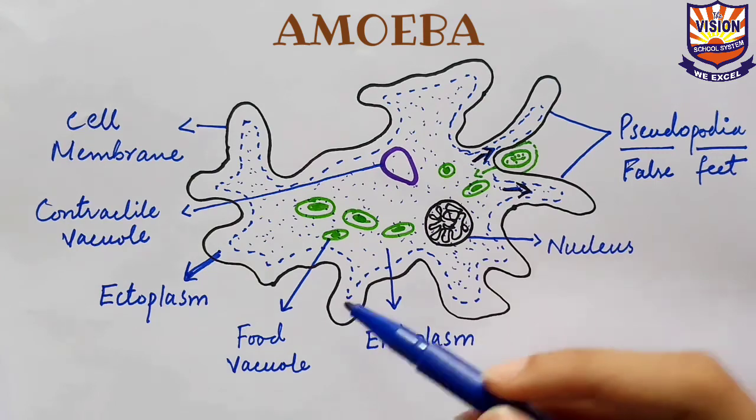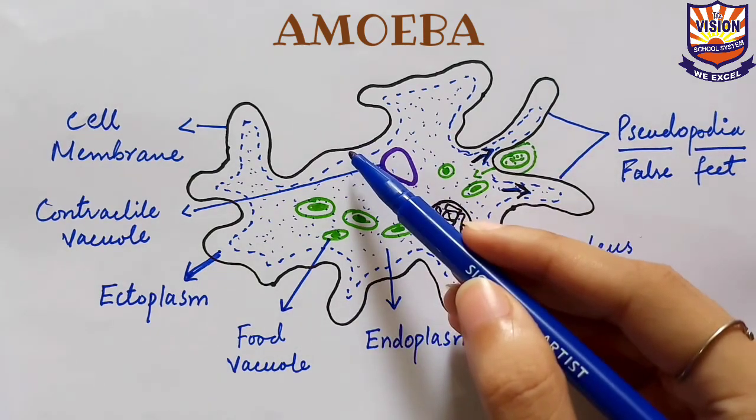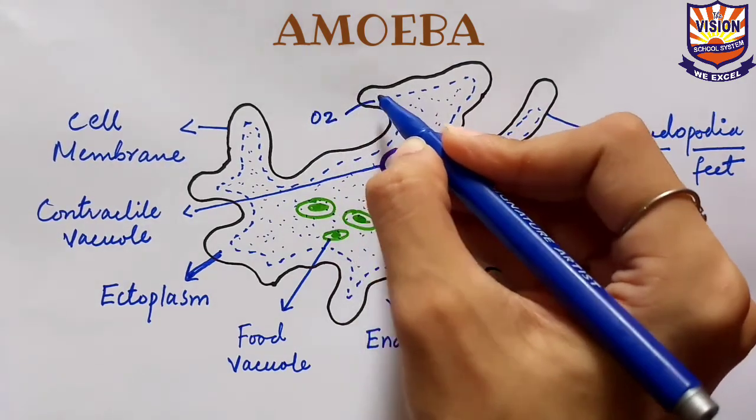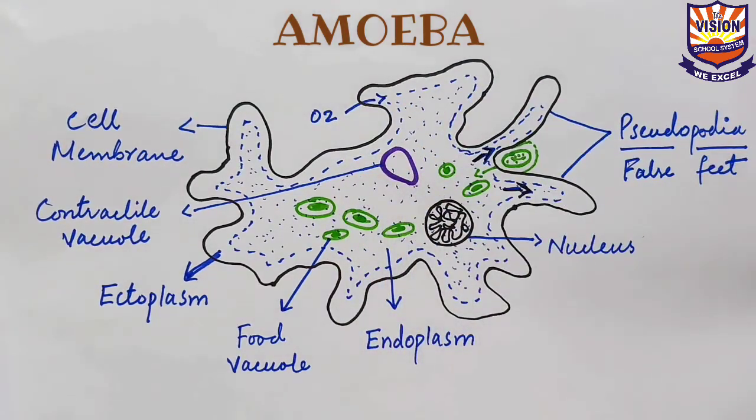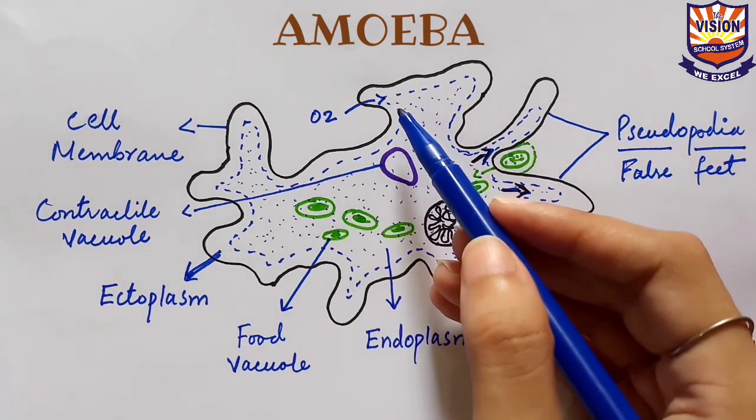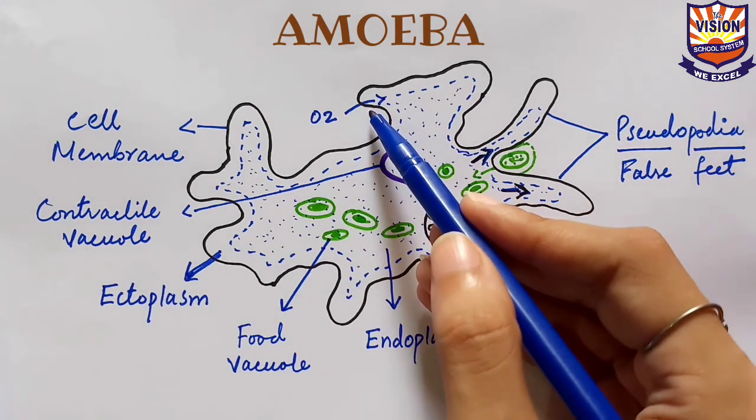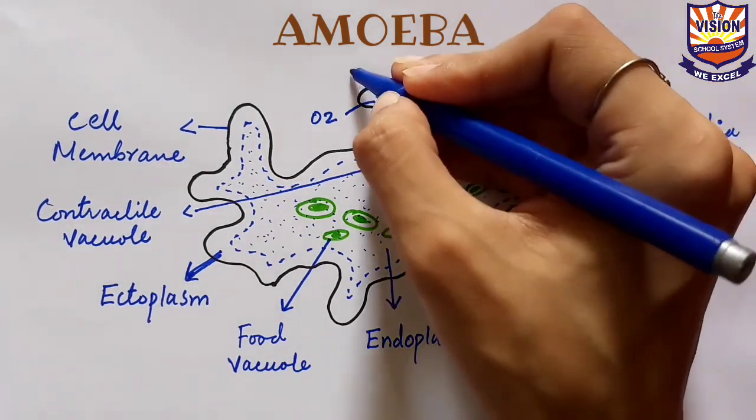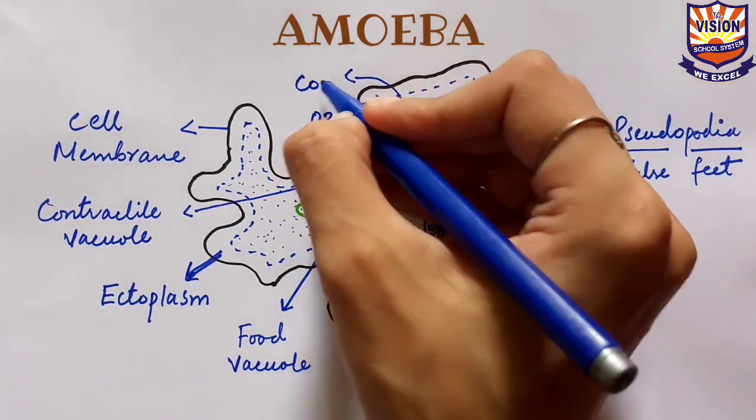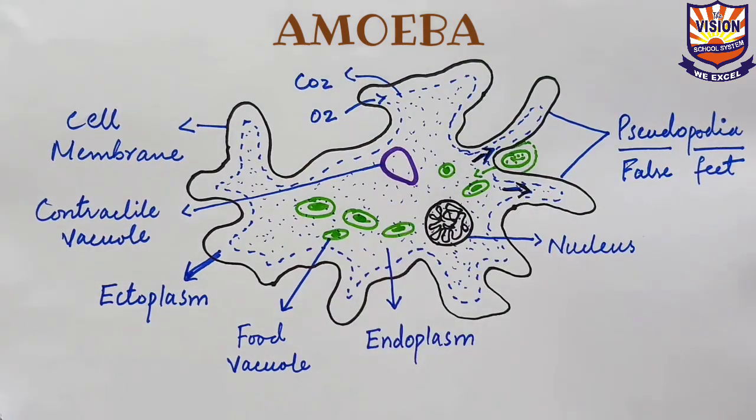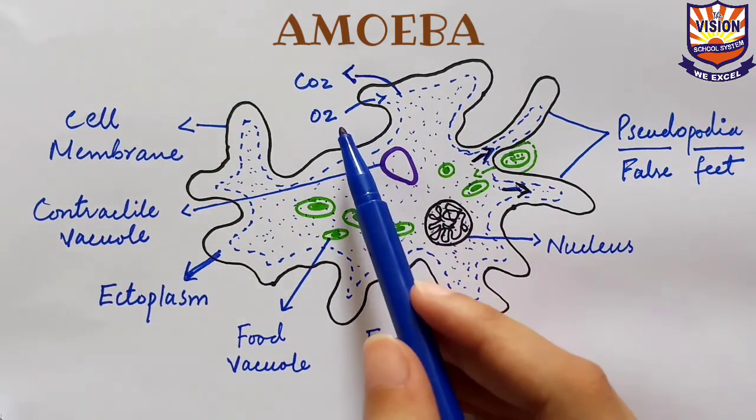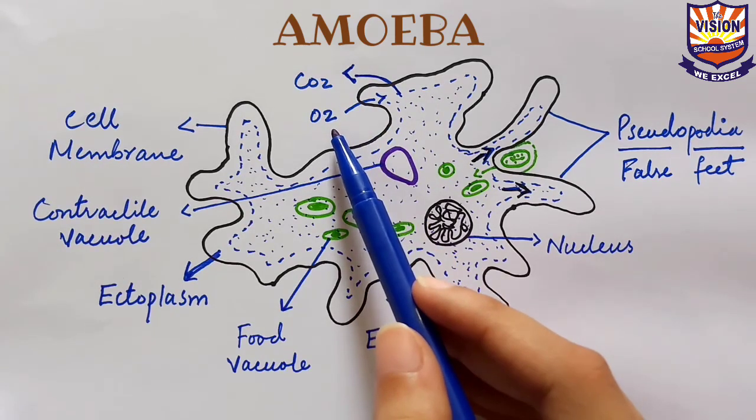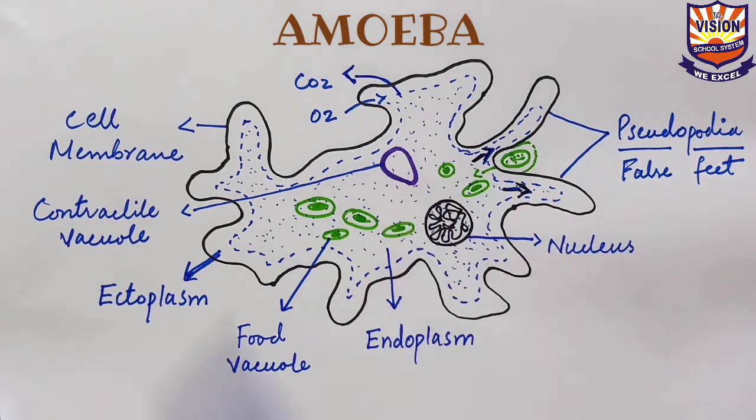Amoeba breathes or respires using the cell membrane. Oxygen from the water passes into the amoeba through the cell membrane, and carbon dioxide gas leaves through it. So this is how amoeba respires, by exchanging gases, carbon dioxide and oxygen, with the surrounding water through its surface.